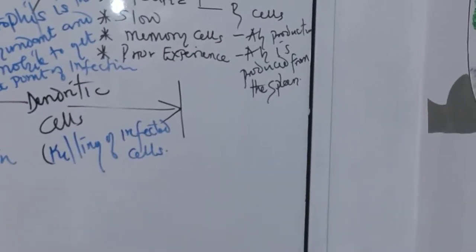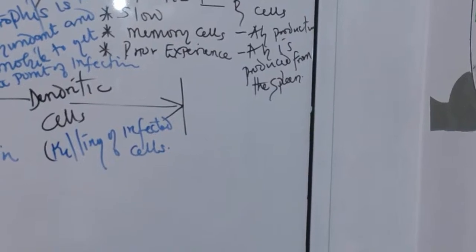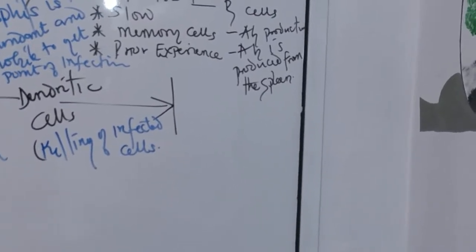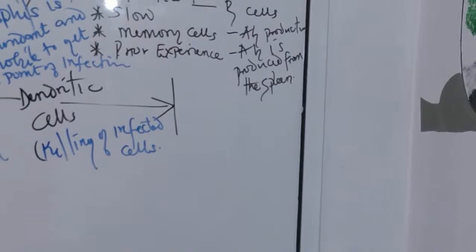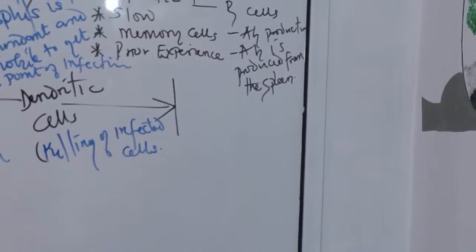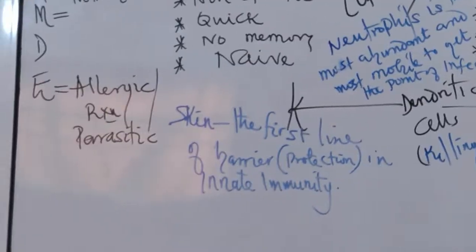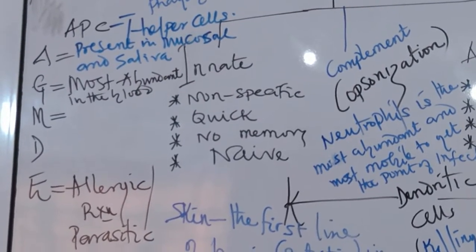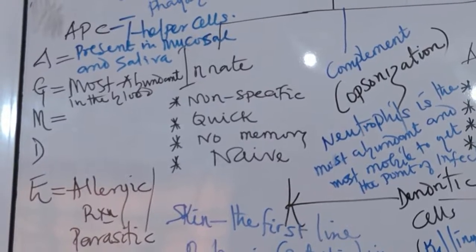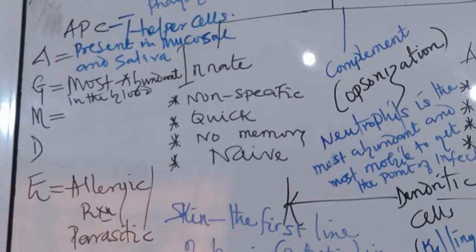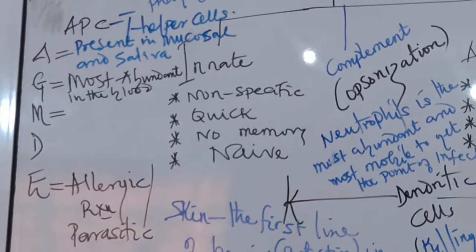Okay, so during the process of antibody production, I told you that another word for antibody is immunoglobulin. And there are five different types of immunoglobulin. We have immunoglobulin A, which is present in the mucosa, and also in saliva. Then we have immunoglobulin G, IgG. That is the most abundant in the blood, the most abundant.